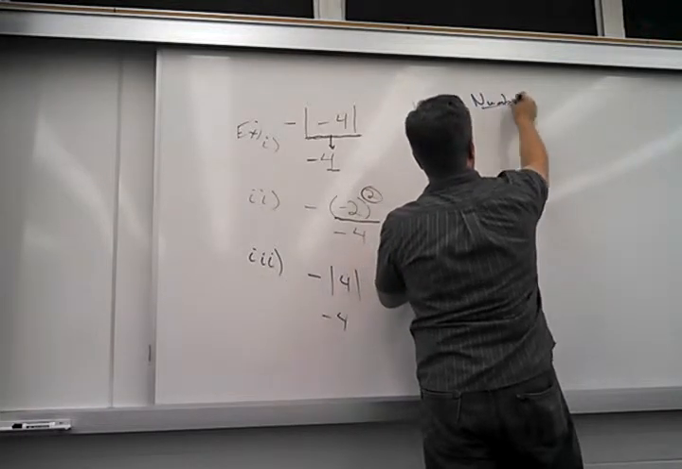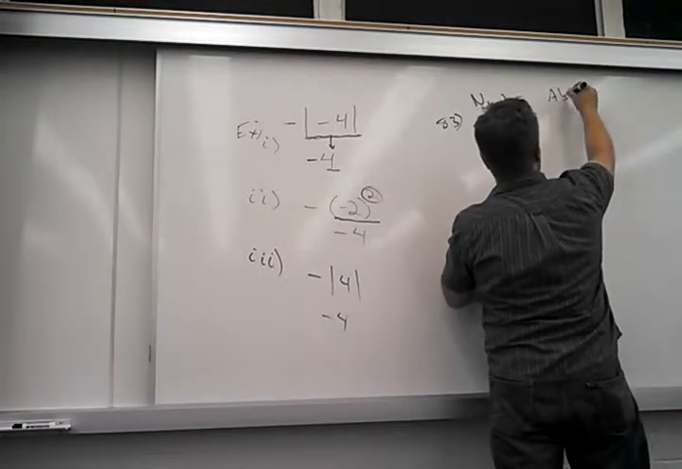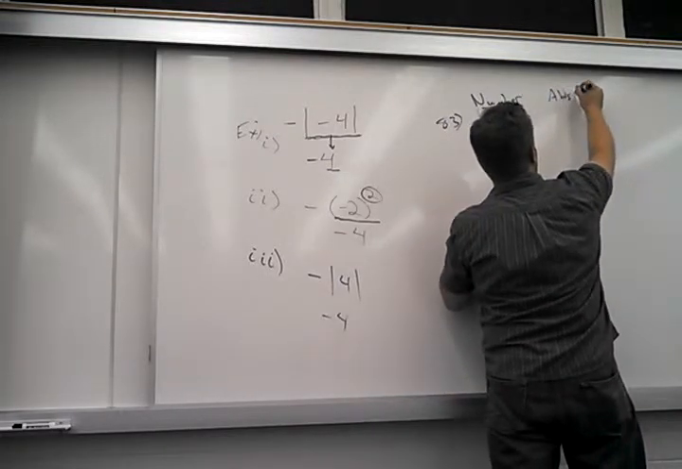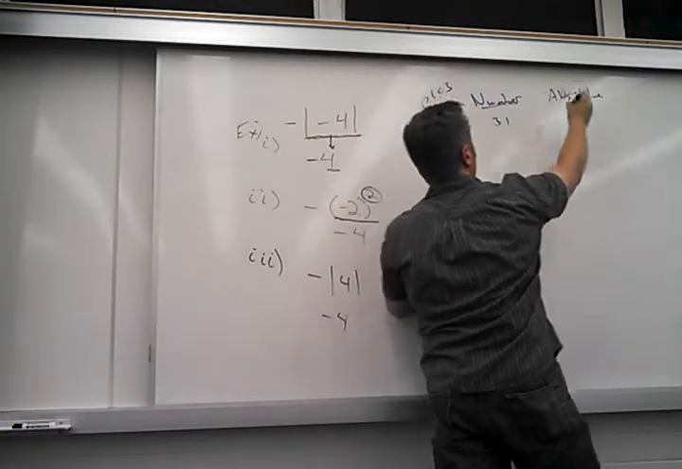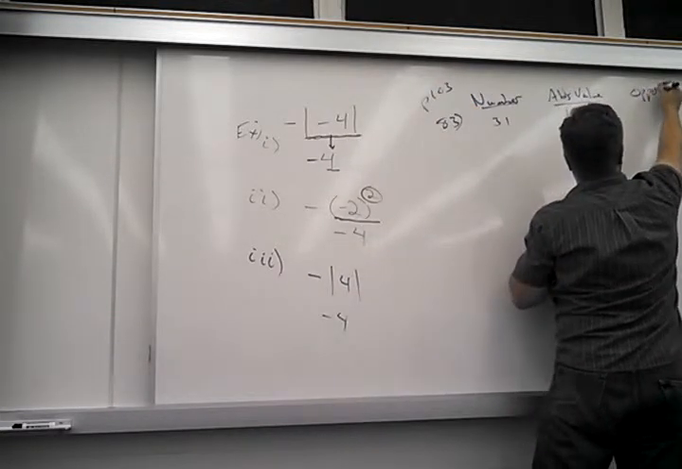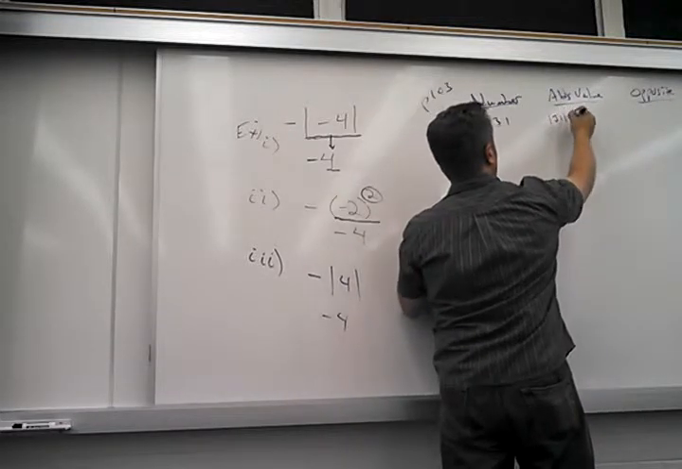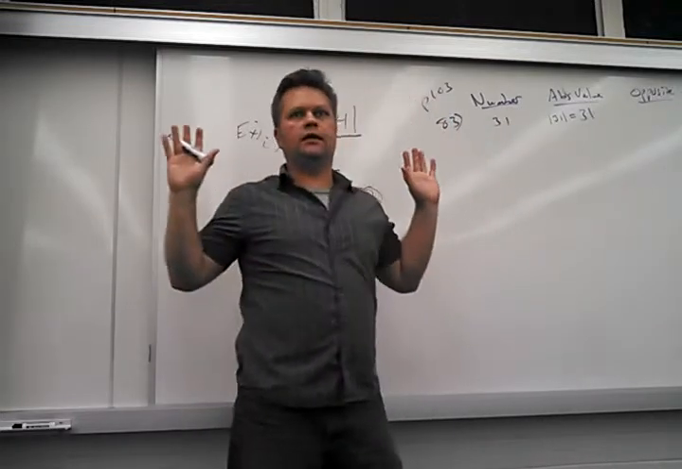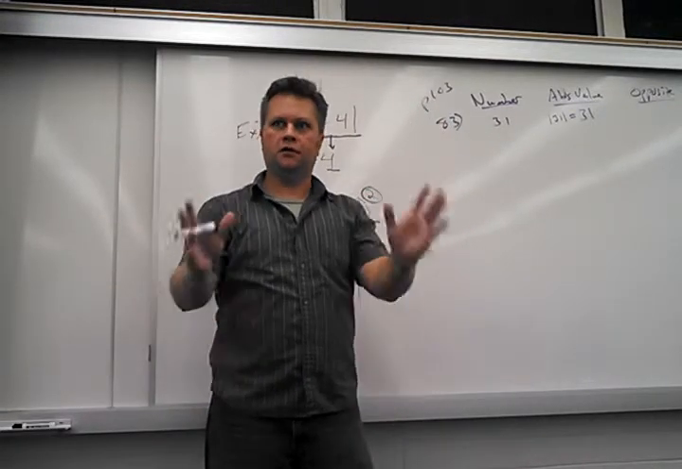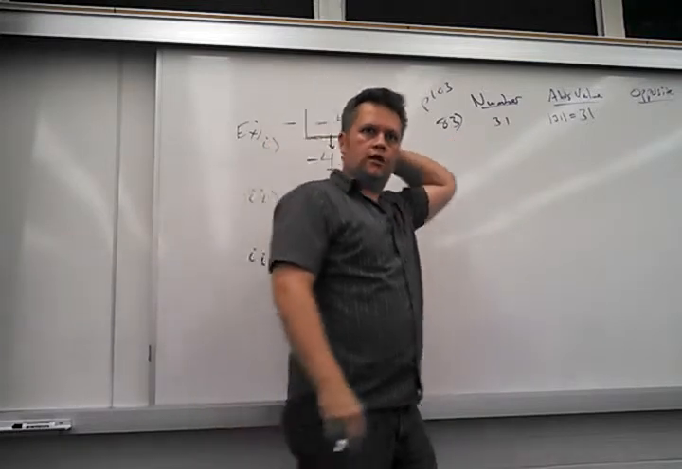So the number is 31. And then it says, what's the absolute value? 31. And what's the opposite? So what is the absolute value of 31? 31. Absolute value says, cool, I ain't got nothing to do. You're already positive, so I'll leave you alone. What's the opposite of 31? Negative 31.